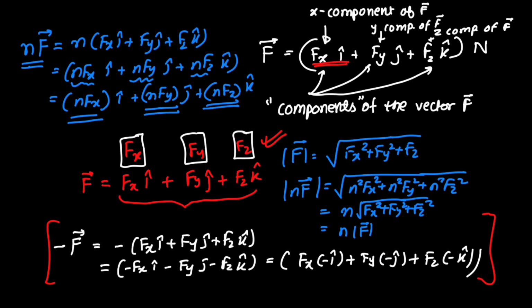Okay, so this is, I think, clear for this video, and in the next video we are going to talk about the scalar multiplication of two vectors, which is known as the dot product of two vectors.